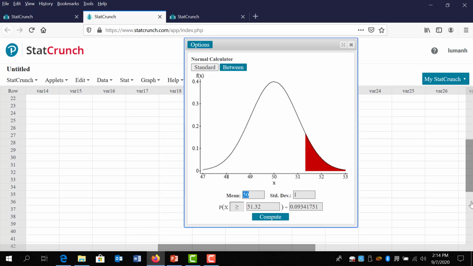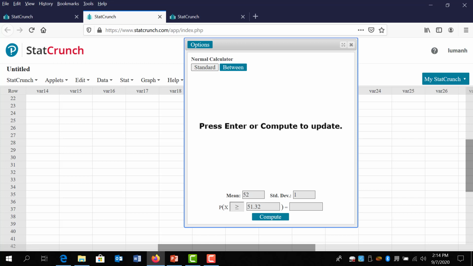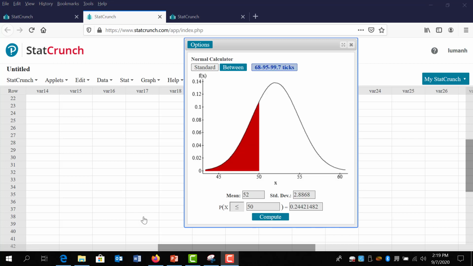So in StatCrunch, I'm going to type in 52. And for the standard deviation, I'm going to type in 2.8868. Remember, you want to give at least 4 digits after the decimal point here so that you don't end up with some rounding error later. So we want to find the probability that our x bar here is less than or equal to 50. Notice when I'm looking at this graph, it goes from 45 to 50, 55, 60, which is great if you're in an algebra class.